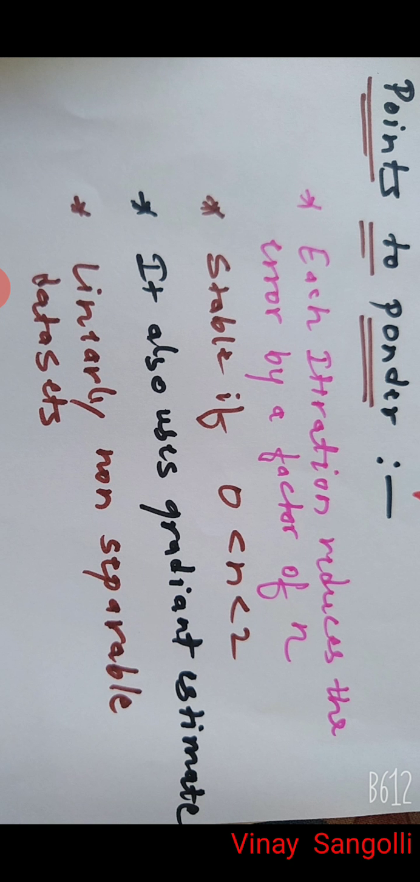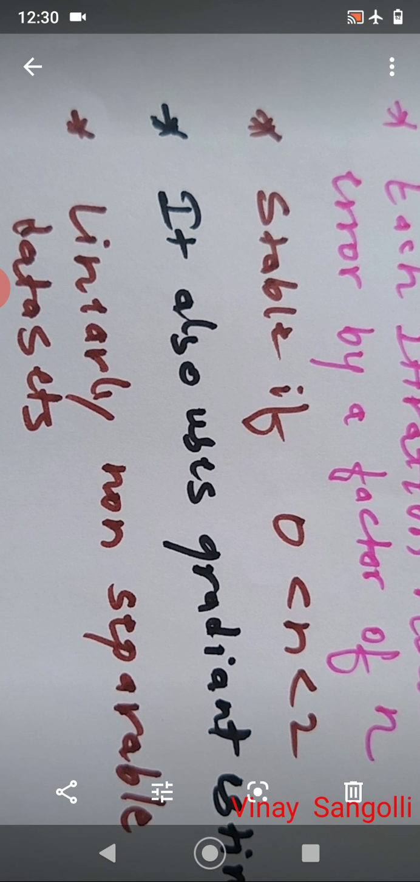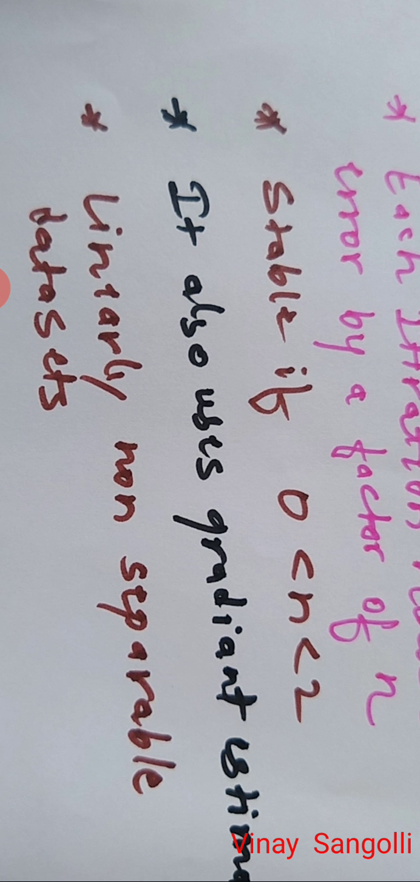Next, another very important point is that the whole algorithm is using error correction, but the third point we have written is that it also uses gradient estimate. How it uses gradient estimate, we'll see in the next classes. Now finally, the last point: this algorithm is basically used for linearly non-separable data sets. That means, can it not be applied to linearly separable data sets? It can be applied, but if I have a linearly separable data set, I already have a very good algorithm, which is nothing but the perceptron learning algorithm.